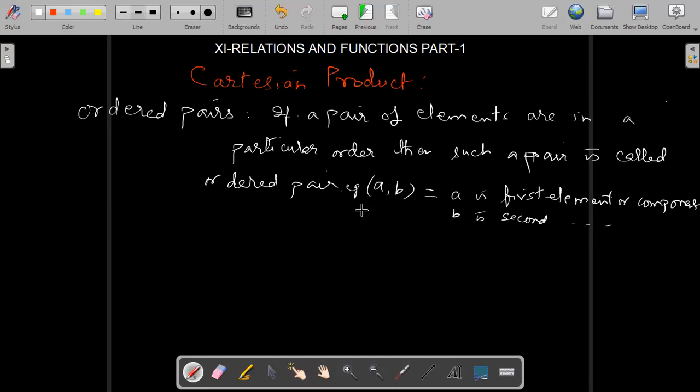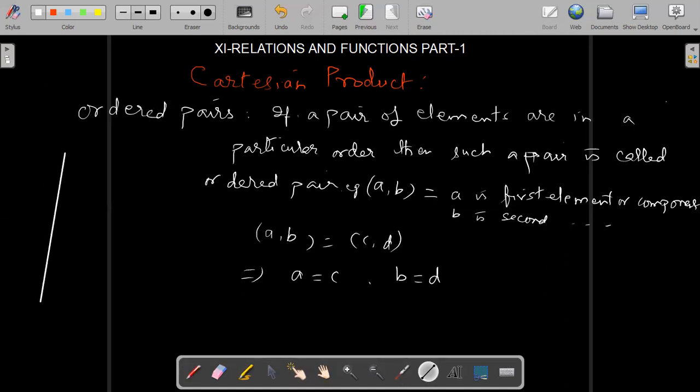So two ordered pairs are equal if their corresponding elements are equal, then only. Means if one ordered pair (A, B) is equal to (C, D), it is only possible if A is equal to C and B is equal to D. So generally we represent ordered pairs graphically in a Cartesian coordinate system.